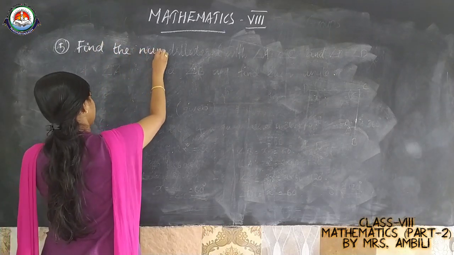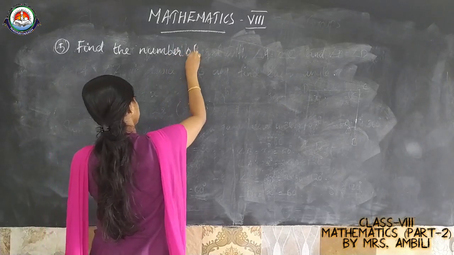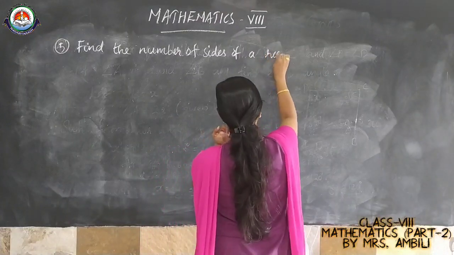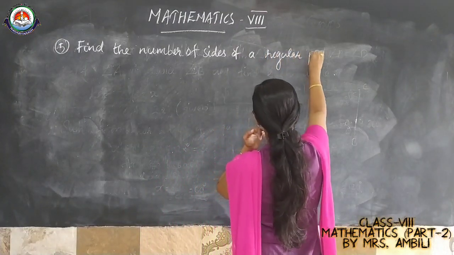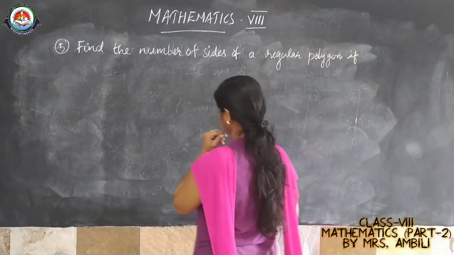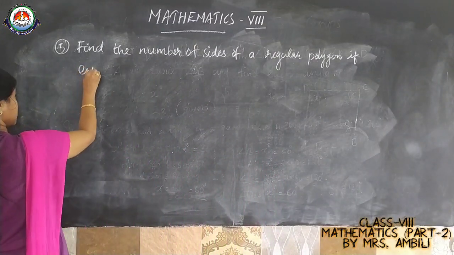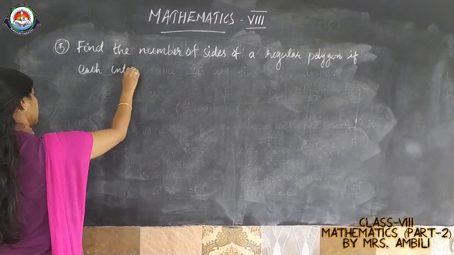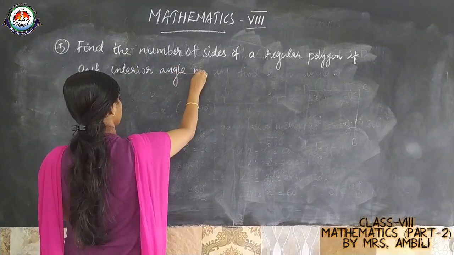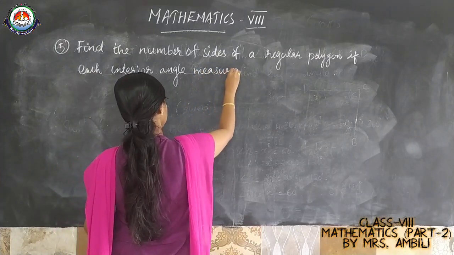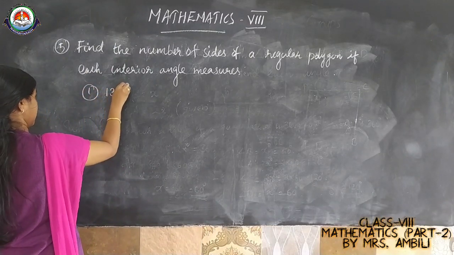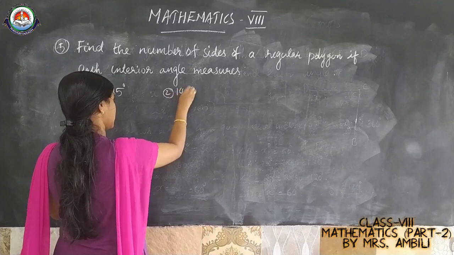Find the number of sides of a regular polygon if each interior angle measures: first question 135 degree, second question 140 degree.